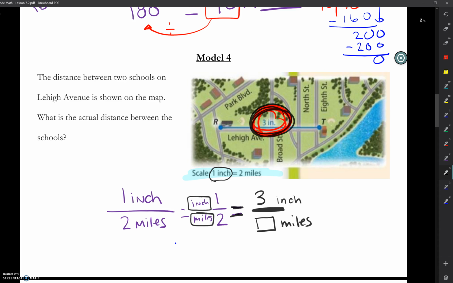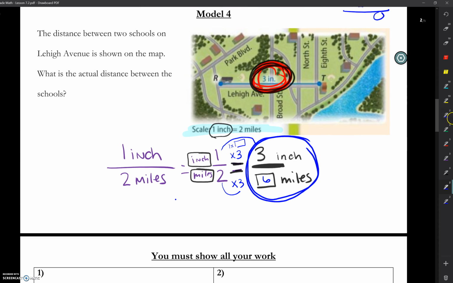So we have 1 inch to 3 inches, and 2 over, we need to figure out how many miles. I would solve this way: 1 times a number equals 3, and we know that number is 3. So it's 1 times 3, and whatever I do on the bottom would be 2 times 3. So 2 times 3 equals 6. So 3 inches in a picture is really equal to 6 miles total in the real world. And I'm going to go over some more problems with you.